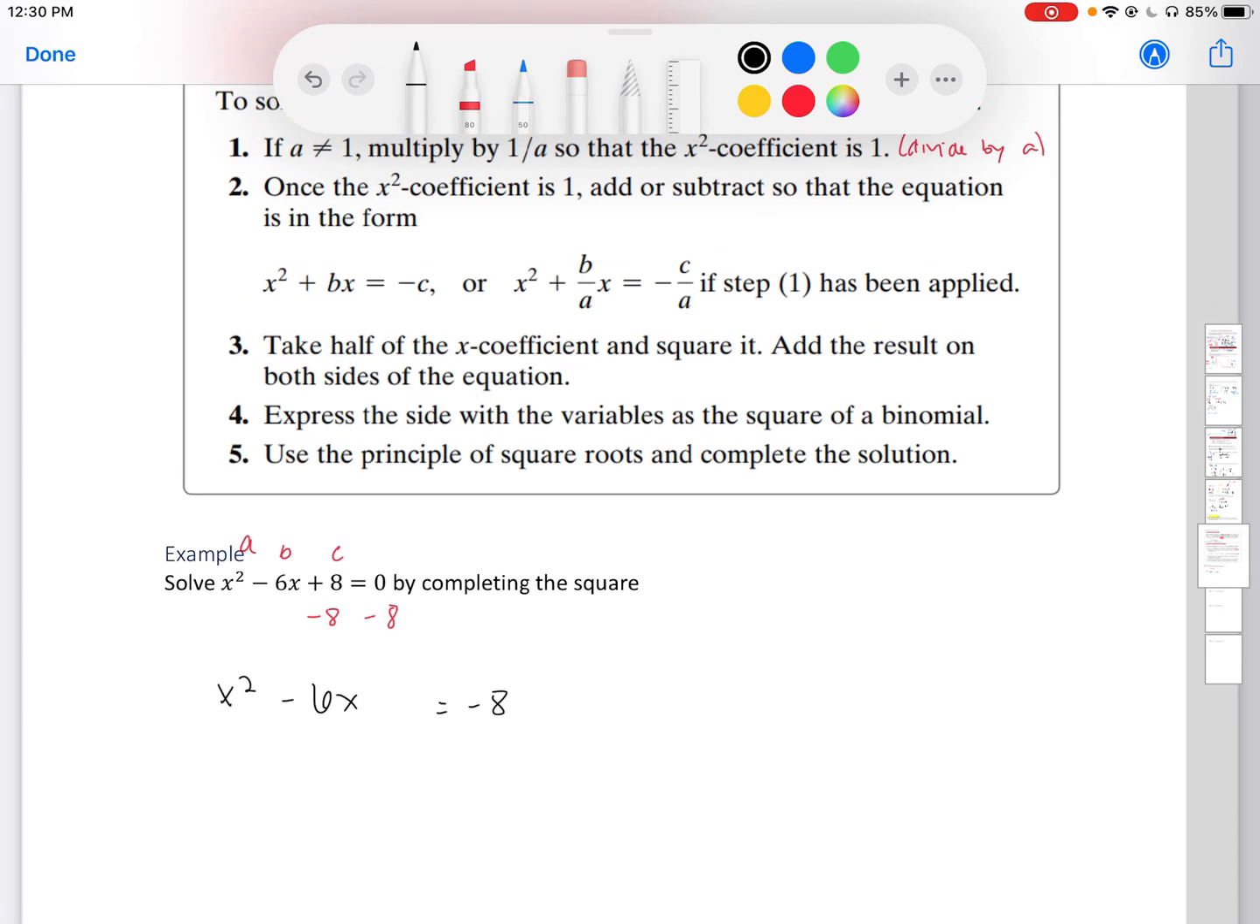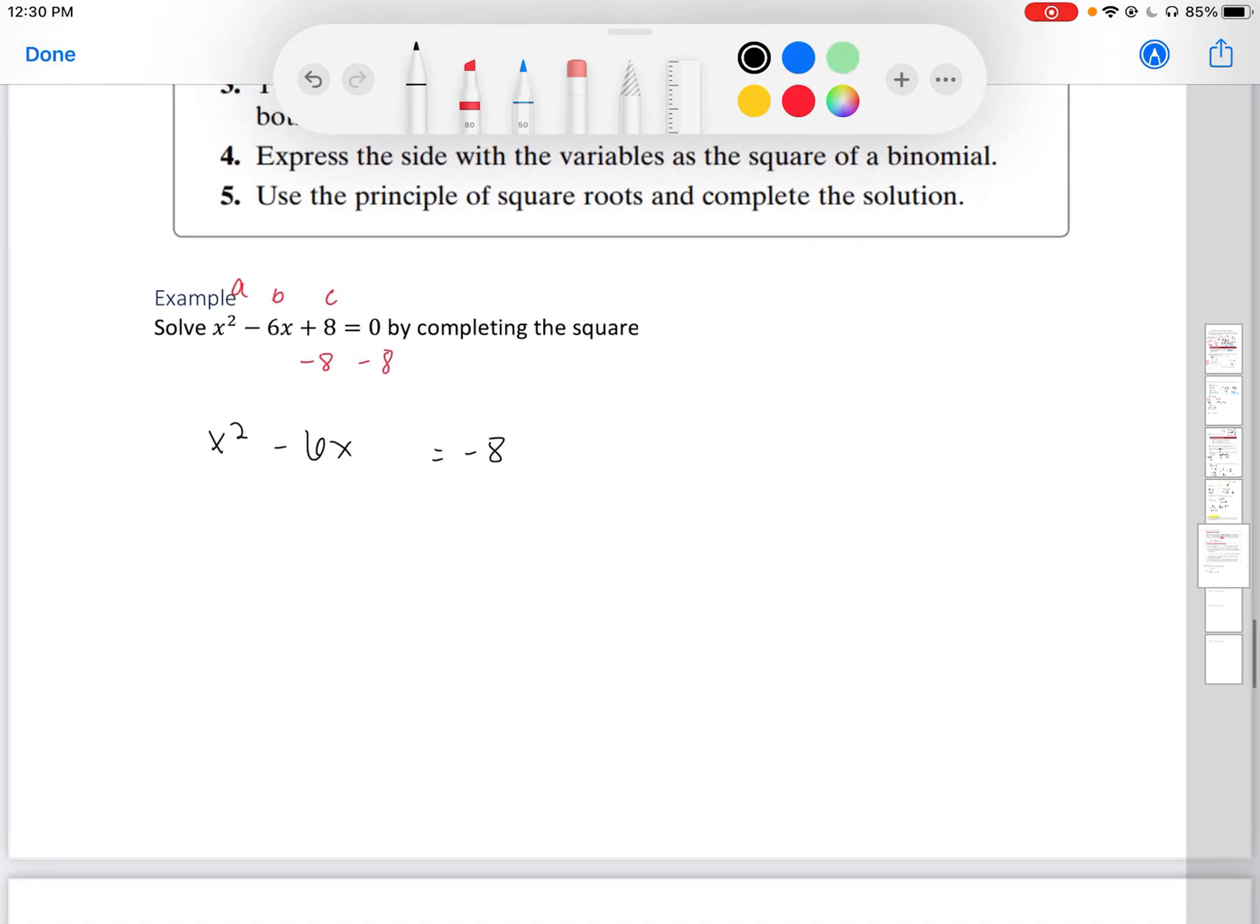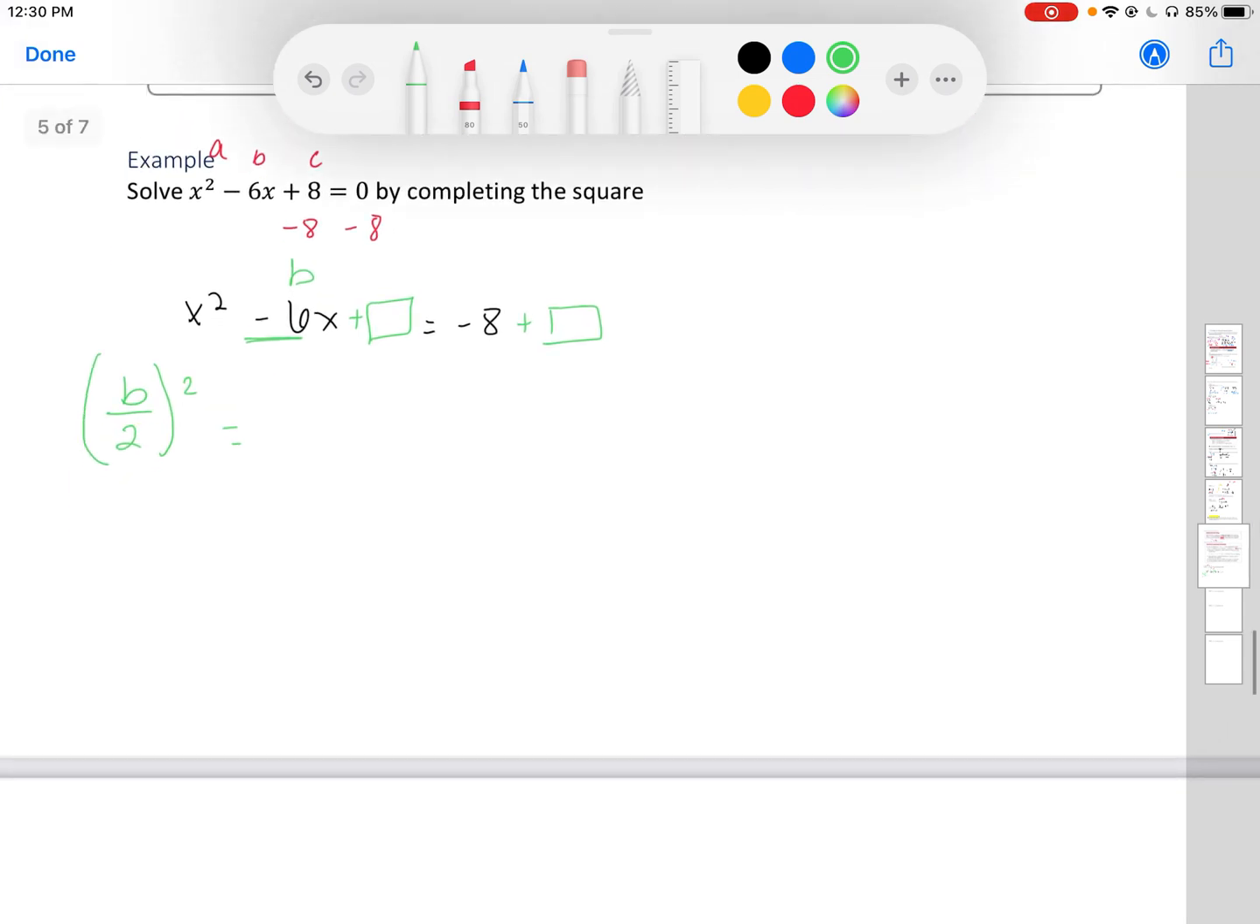Now we're going to use this formula that we were given, b over 2 squared. So our b is negative 6. We're going to use b divided by 2, and we're going to square it. Once we get that number, we're going to add it to both sides of our equal sign. All right, so our b in this case is negative 6.